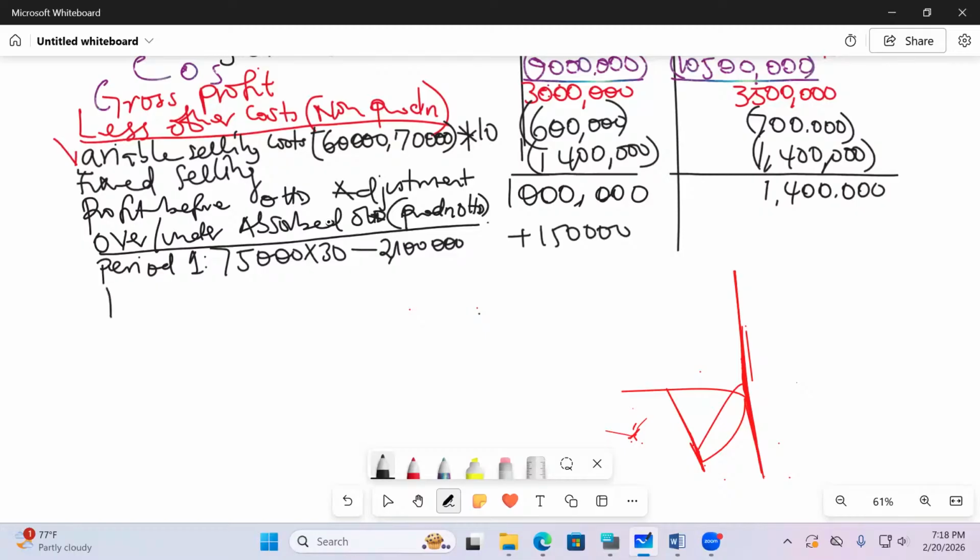So we go to period 2. For period 2, do we know the number of units that we produced in the second period? How many? 65,000. And the fixed overhead absorption rate that we got is 30, isn't it? Minus the actual fixed production overhead from the marginal, it is 2.1 million. Which gives us what here, somebody? Negative 150,000.